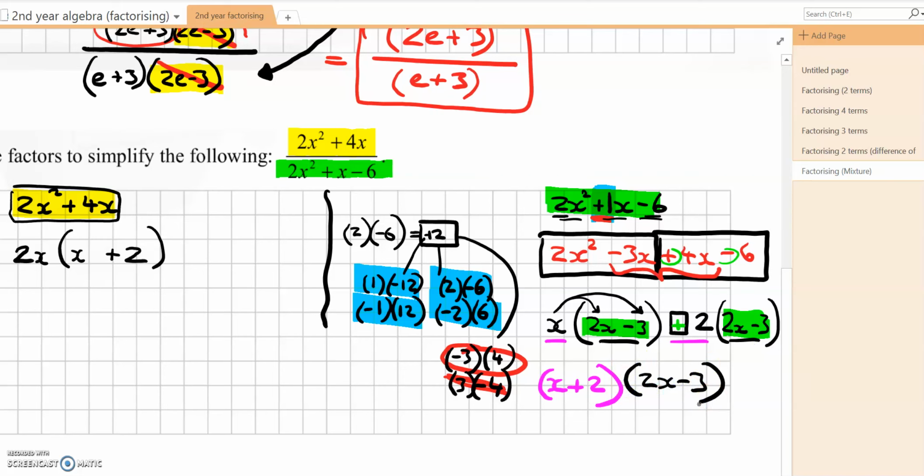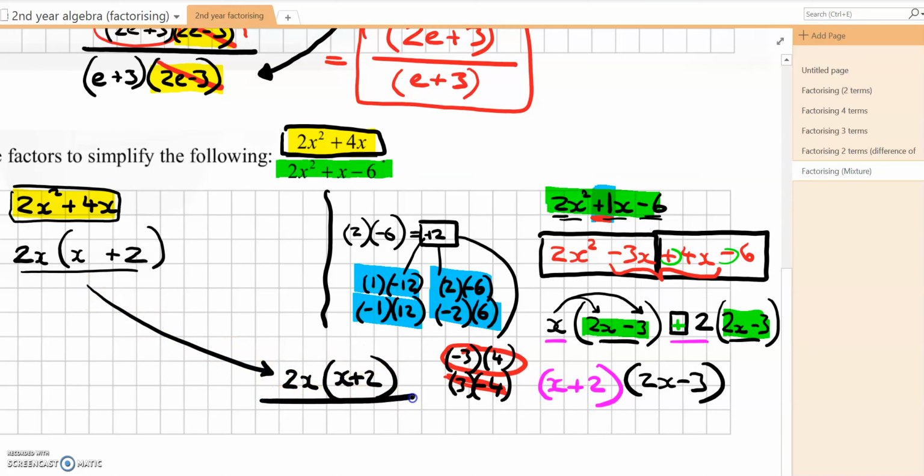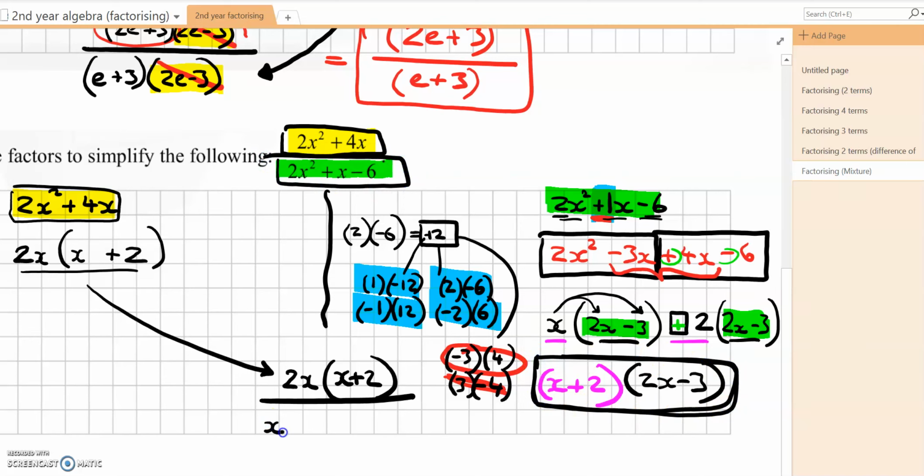But now I've got to remake the fraction. So top, I'm no longer going to use 2x squared plus 4x. I'm going to use this, my factors over here, which would be 2x by x plus 2 over my factors here of the bottom one. Remember, the bottom one, these are the factors of that, so that's what I'm going to use now, x plus 2 and 2x minus 3. I just wrote that there, here it is there.